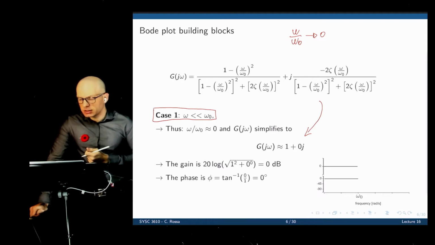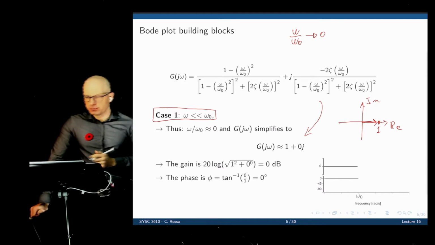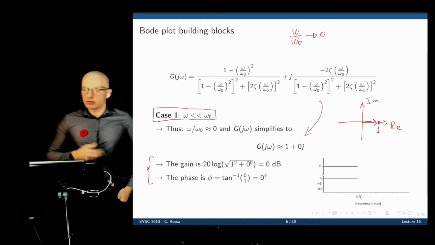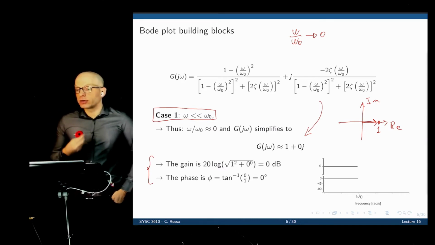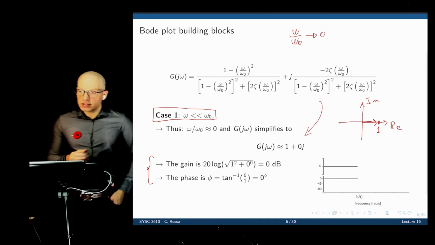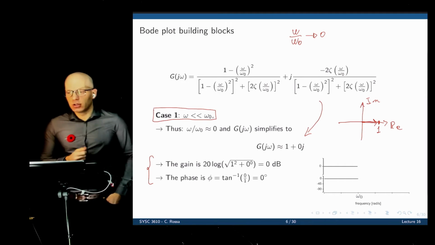So clearly from this, we can see that the magnitude would be 1, or 20 log of 1, which is 0 decibels, and the phase would be 0 degrees. You only have a real part. So if you now plot real and imaginary, we are simply here, and the phase of this is 0. So in case 1, up to the cutoff frequency, the magnitude of the transfer function would be 0 dB, and the phase would also be 0. Exactly the same as for the real pole. Up to the cutoff frequency, nothing changes.